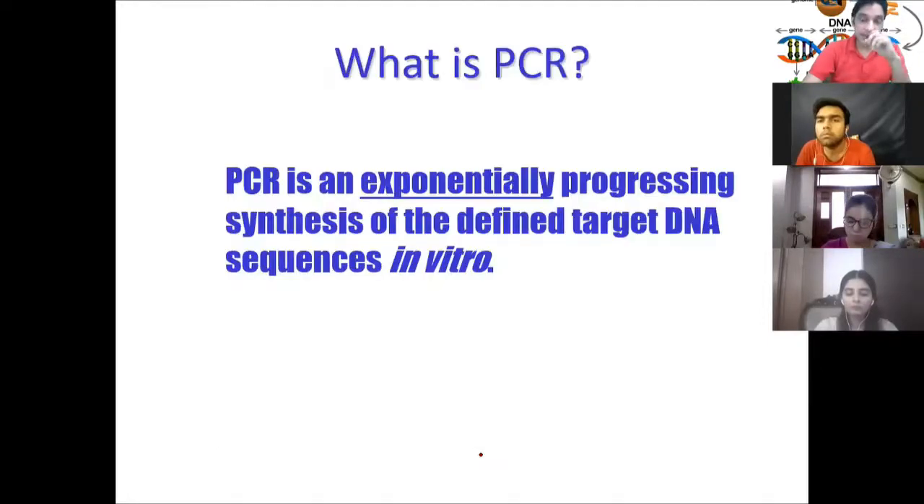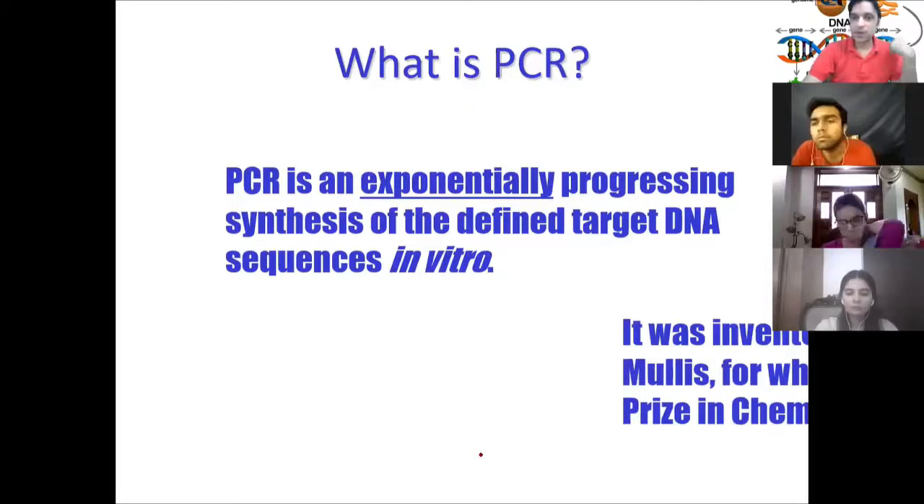The polymerase chain reaction itself, I have explained it. I am not going to talk much on that part. It is the synthesis of a defined target of DNA in vitro, outside the cell, using a particular enzyme. It was discovered in 1983 by Dr. Kary Mullis. And the enzyme which was used to amplify the DNA was Taq polymerase.